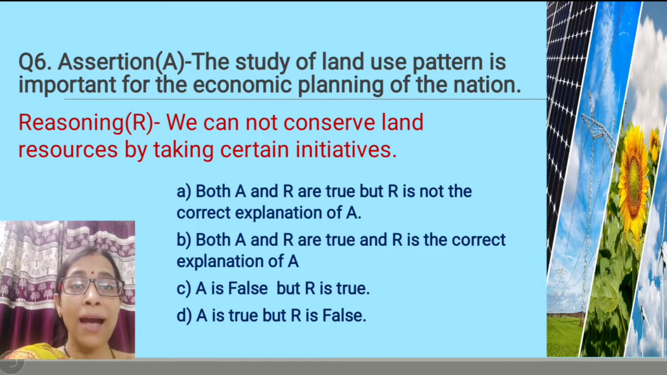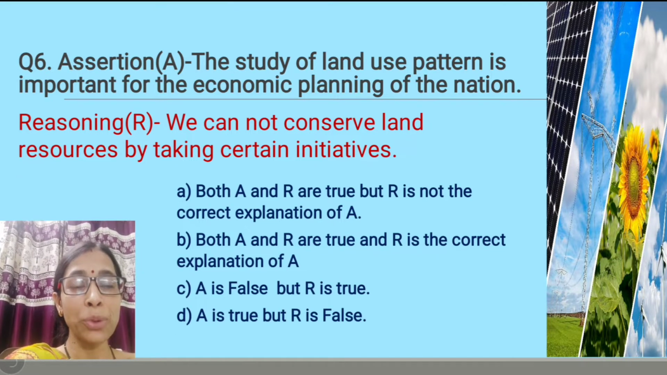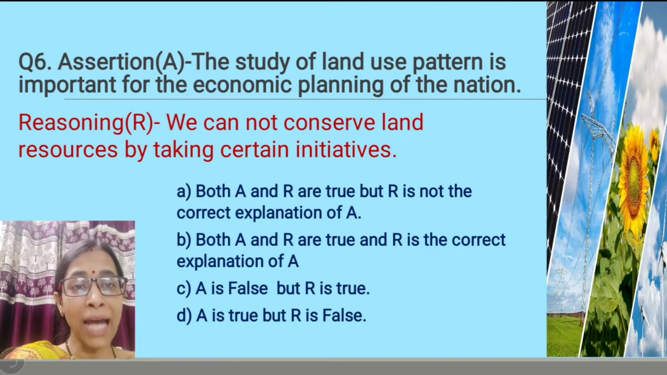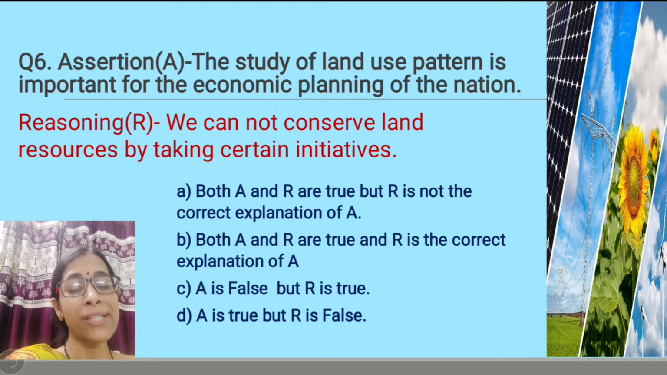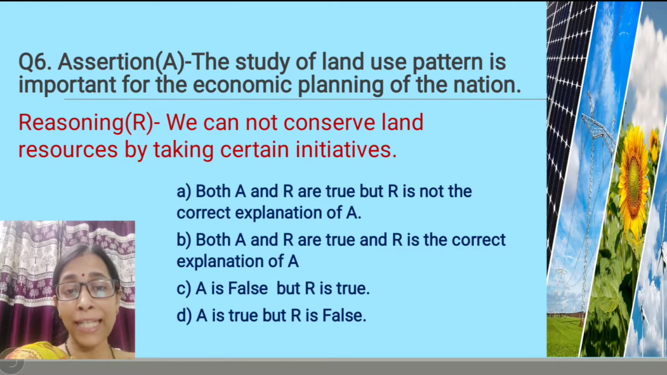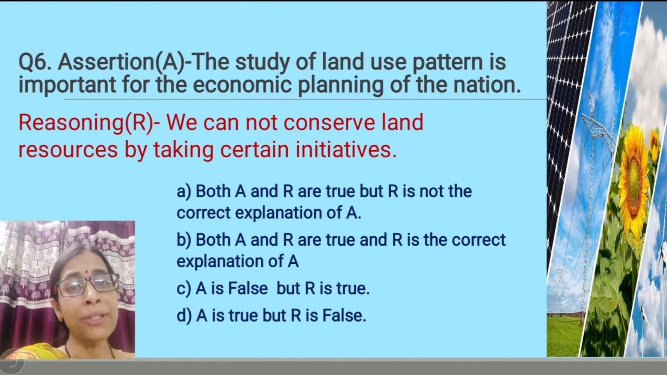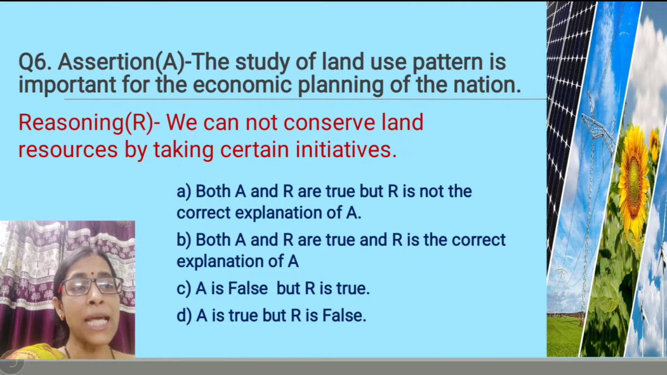Question number 6. Assertion is given here, the study of land use pattern is important for the economic planning of the region. So this is very much correct. Without studying the land use pattern of an area or planning it, we cannot have proper economic planning for a nation. And your reasoning is given, we cannot conserve land resources by taking certain initiatives. So R is not correct, because if we take certain initiatives or steps, definitely we can check the land degradation and we can conserve it. And this is not the right explanation either. But as per the given options, the correct one is A is true but R is false.